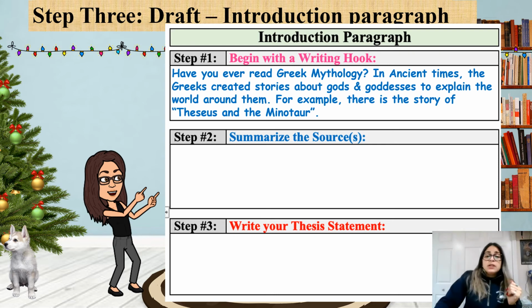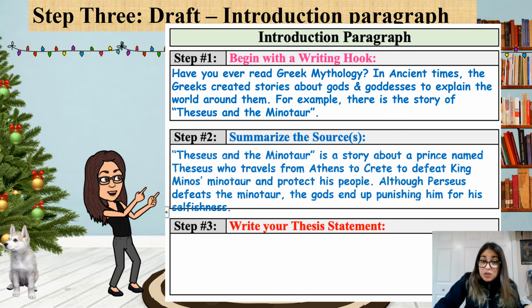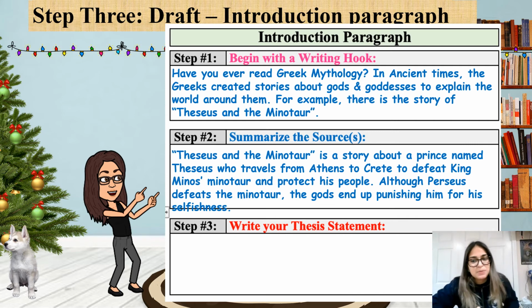So now that we kind of hooked them in, your next step is going to be to summarize these sources. To summarize the source, simple enough, you're going to start with what is the source called? Well, Theseus and the Minotaur is a story about a prince named Theseus who travels from Athens to Crete to defeat King Minos' Minotaur and protect his people. Although, oh my gosh, I just realized I wrote Perseus. That's a mistake, guys. Please disregard. I'm even getting our stories crossed. Although Theseus defeats the Minotaur, the gods end up punishing him for his selfishness.